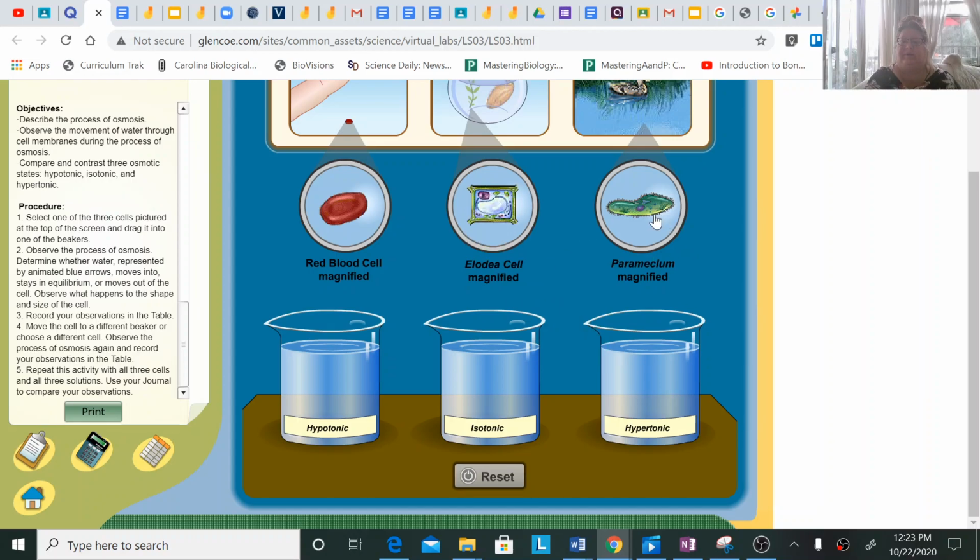All right, let's do the paramecium. All right, that's hypotonic. And let's show you what it looked like normally. And then let's do a hypertonic.